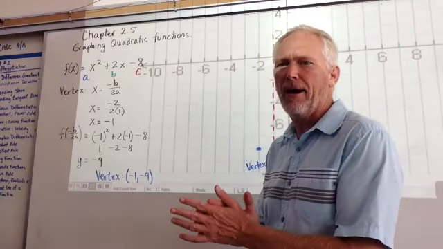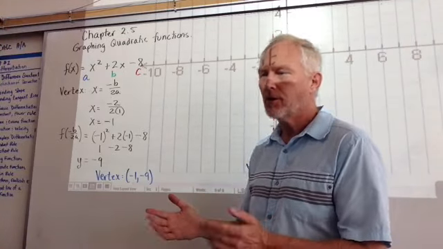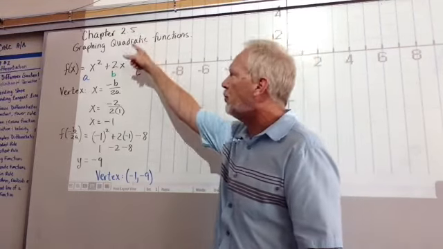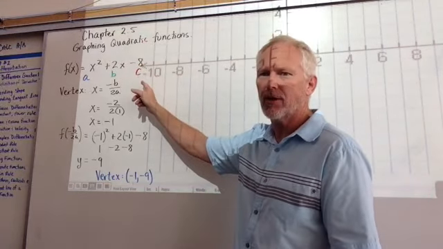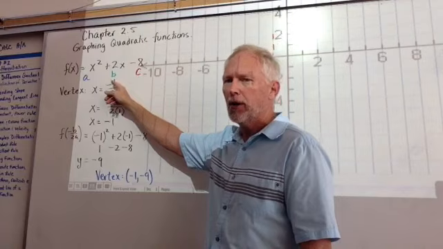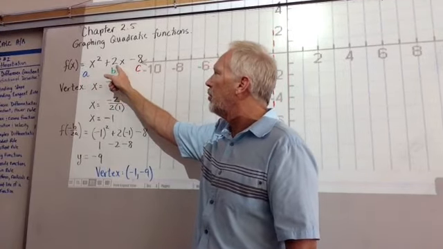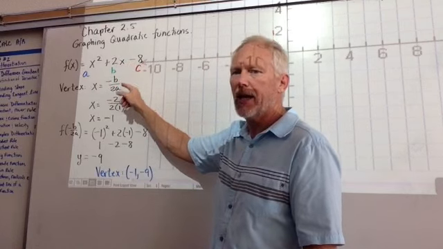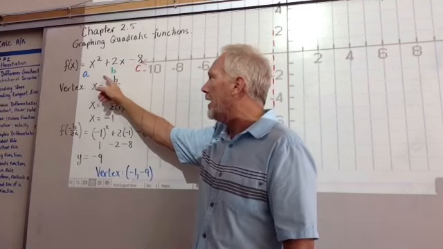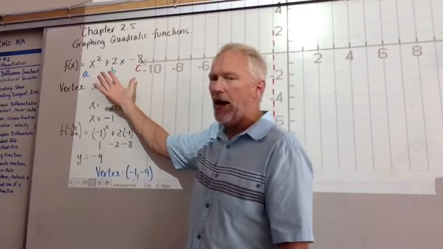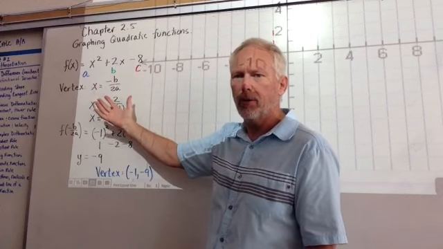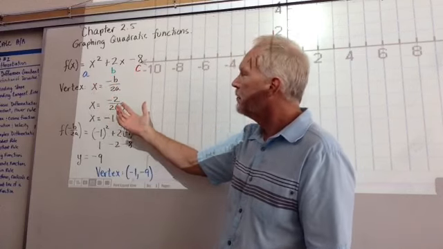All right, here we are today graphing quadratic functions. We're in chapter 2.5, graphing quadratic functions from standard form. So we are given f of x is equal to x squared plus 2x minus 8. And notice I've labeled our a, b, and c and how they will contribute to how we'll graph this function.